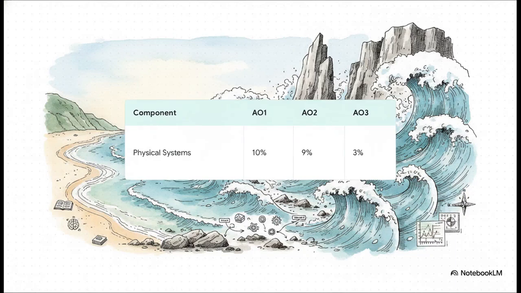Okay, let's establish the rules of the game straight from the OCR syllabus so we know exactly how you're being assessed. For this physical systems component, you've got AO1, your core knowledge and understanding, making up 10% of the overall A level. AO2, which is your ability to apply that knowledge to evaluate issues, carries a 9% weighting. And AO3, your investigative and data skills, sits at 3%. The big takeaway here, you can't just memorize facts for top marks. You have to synthesize and apply them.